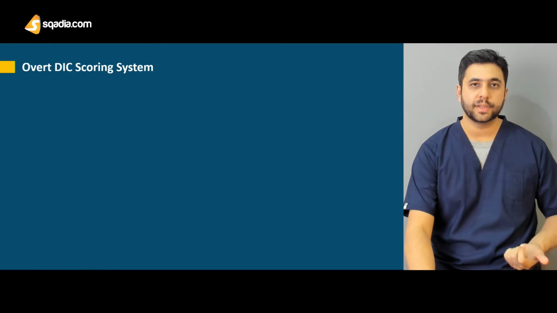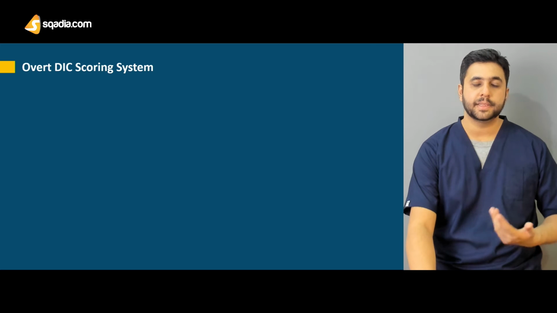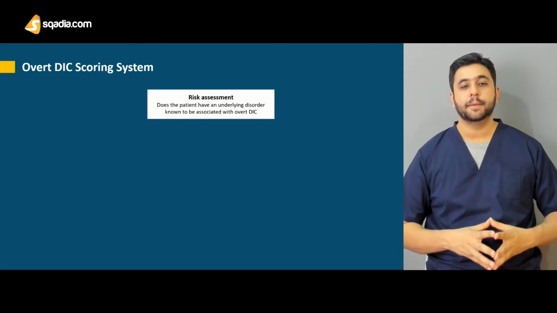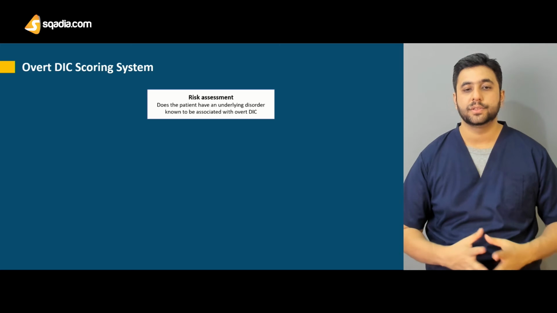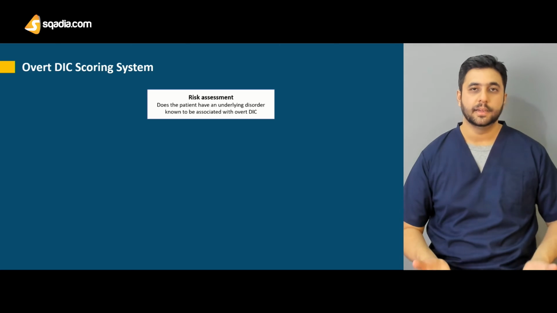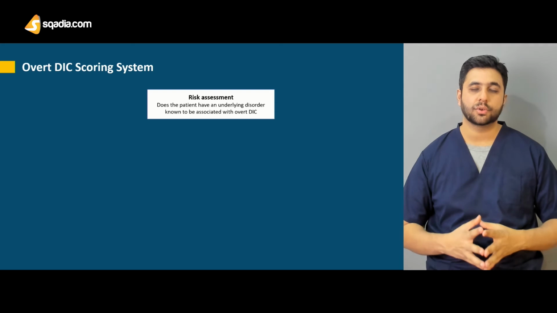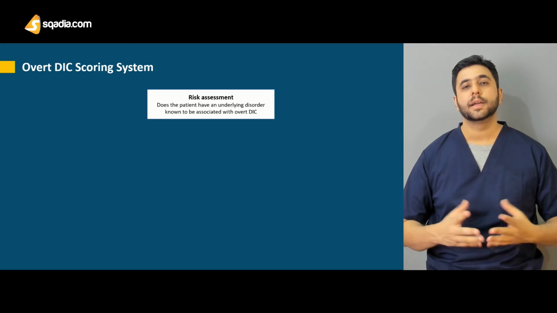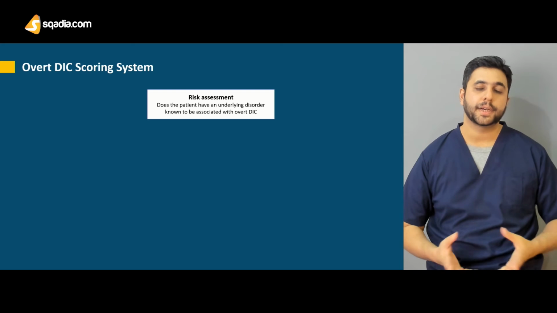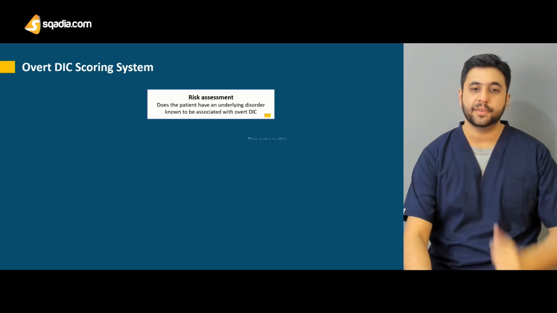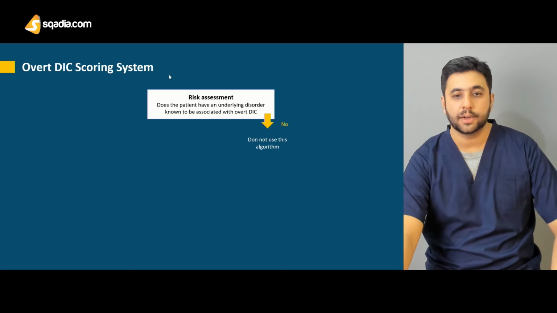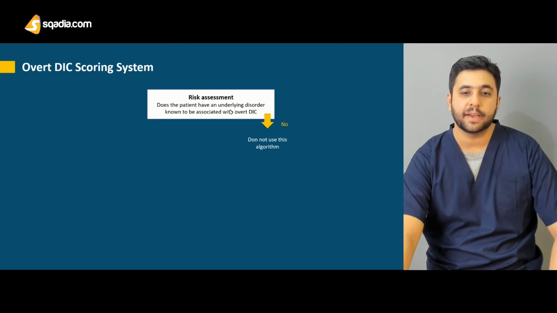We have a DIC scoring system called the overt DIC scoring system, and this is used to assess the risk. We start off by asking the question: does the patient have an underlying disorder known to be associated with overt DIC? Underlying disorders, just as we talked about in the causes section, can be sepsis, an underlying malignancy, a snake bite, trauma, or an obstetric complication. If we do not have an underlying disorder, then we do not use this algorithm. This algorithm is used if we have an underlying disorder.